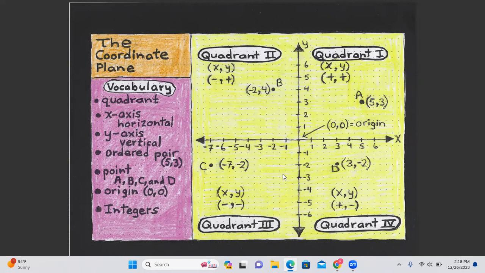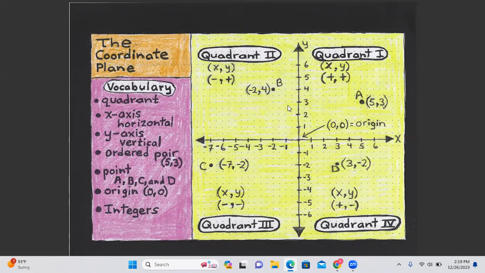Let's again review our vocabulary as it relates to the coordinate plane. Quadrant. We have our x-axis, which is a line that is horizontal, and we have our y-axis, which is our line that is vertical. We have our ordered pair, (5, 3) is our example. We have our points A, B, C, D, as you see right here. We have our origin at (0, 0), which is right here in the middle. And we use integers to create our ordered pairs, which serve as our point.